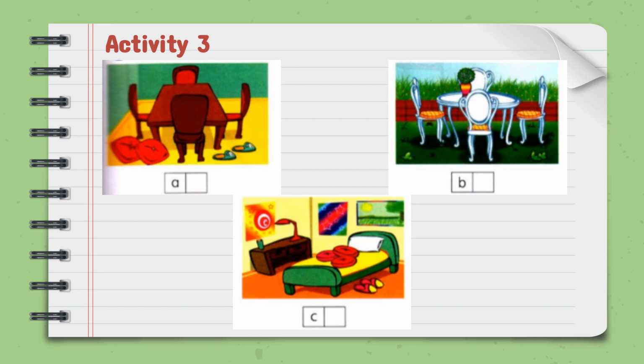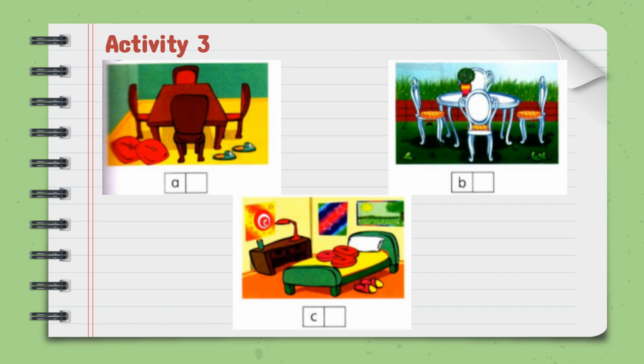For activity number 3, we will do a listening activity. So you need to listen and then number the picture. Once you have completed it, you may refer to the answers at the end of this video.